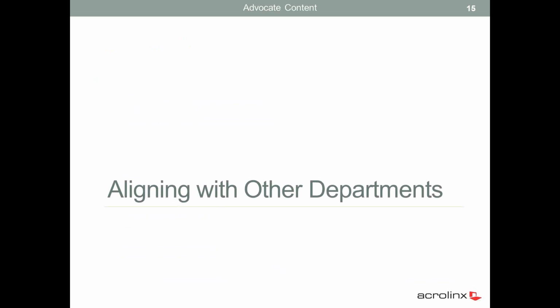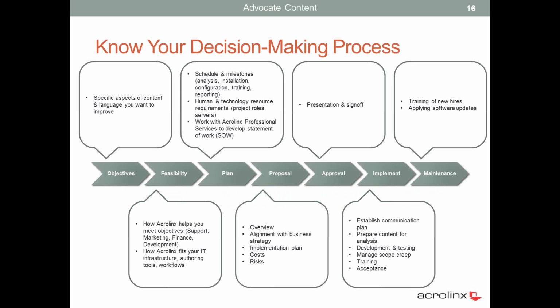Okay, so we've talked about alignment with executives. I hope that's really clear to you. I know I pushed on that really hard, but I can't emphasize enough the importance of talking to your audience, connecting to your audience. You do need to get other departments aligned. But it starts with, what is the process for coming up with a decision to implement something like Acrolinx, to make any sort of technology investment?